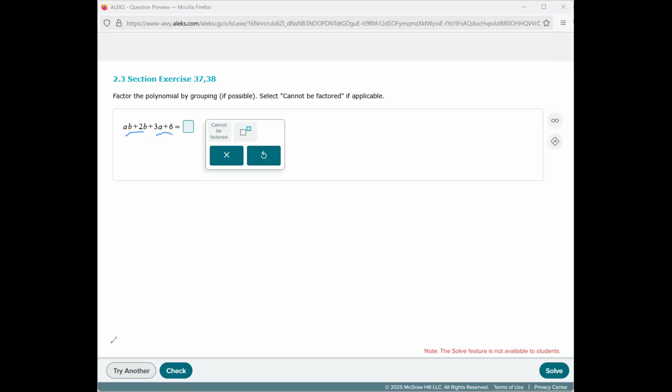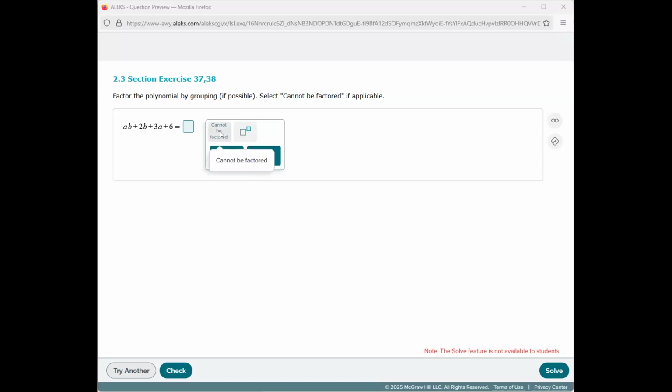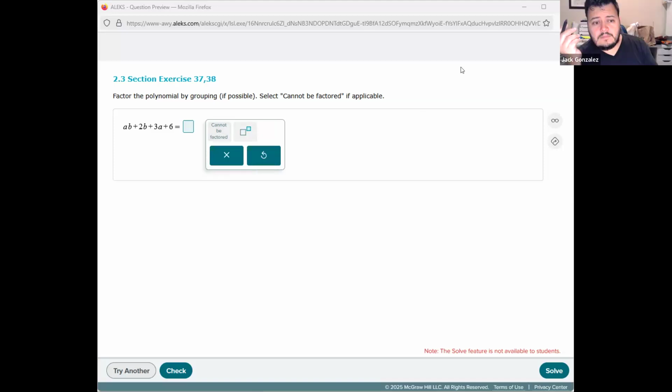What I would do is switch this one with this one, just move them around and then try again. Just rewrite it. So you never know. If that still doesn't work, I'm like, okay, now I'm starting to believe it's not possible. Then I would choose this. So keep that in mind.